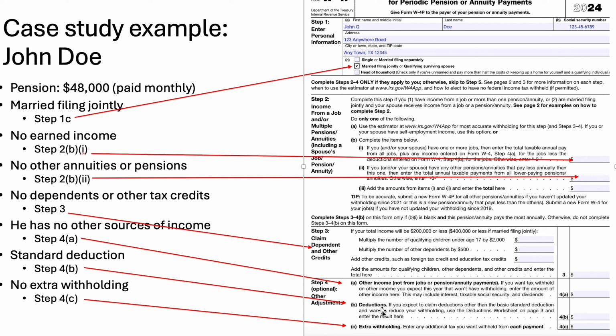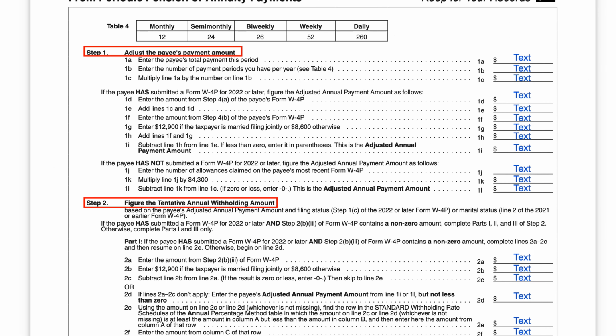In step 4B, deductions, this is the one item that may contain a worksheet, and that worksheet only applies if you're itemizing deductions. In this case, John Doe is not, and he does not want any extra withholding from his pay. So we're going to transition from this PowerPoint slide to the worksheet itself.